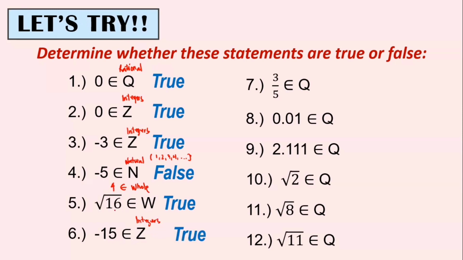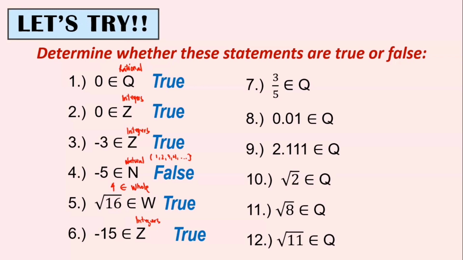Okay, balikan natin itong square root of 16. Since may square root siya, huwag niyo isipin na yan ay irrational, because 16 is a perfect square, so we have 4. Okay? Yes, under po siya ng whole number.